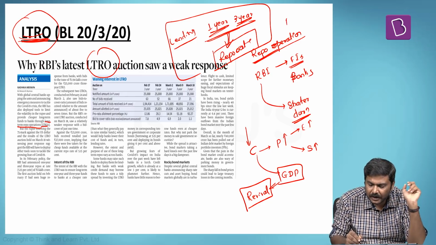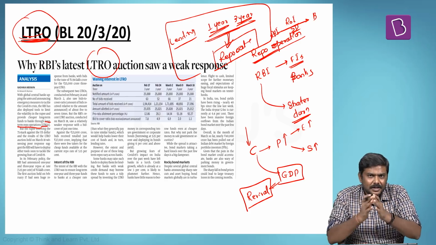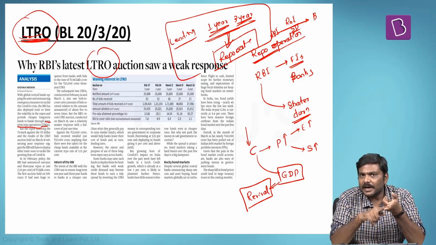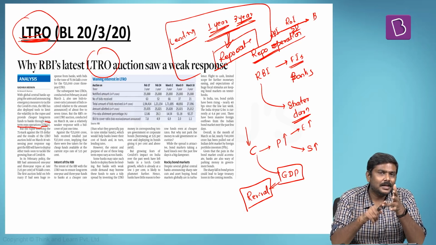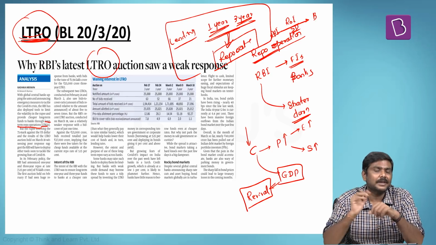What is repo rate? It is the rate of interest charged when RBI lends money to banks for a shorter duration. Generally or traditionally, repo rate stands for the rate of interest charged by RBI when they give short-term loans to financial institutions such as banks.